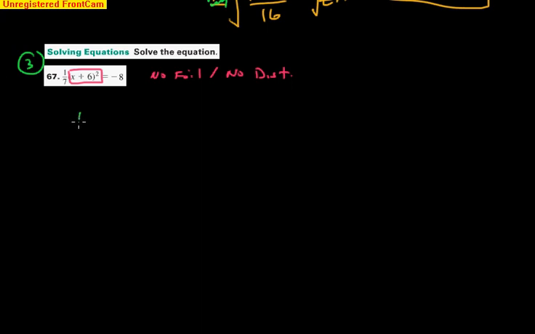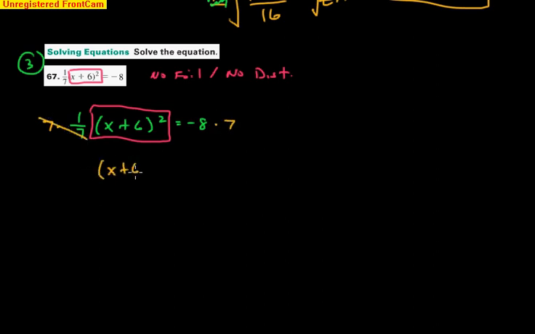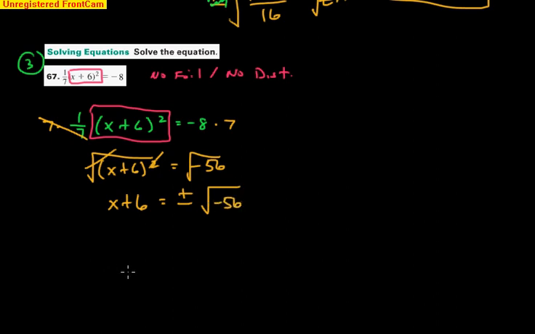So if I take this problem and rewrite it, 1/7 (x plus 6) squared equals -8, to get the (x plus 6) squared alone, multiply both sides by the reciprocal of 1/7, which is 7. That cancels the fraction out, leaving x plus 6 squared all alone, and over here you get -56. Now we take the square root of both sides to get the squared gone. The square and the square root cancel, giving you x plus 6. Over here you get two answers, plus or minus the square root of -56.